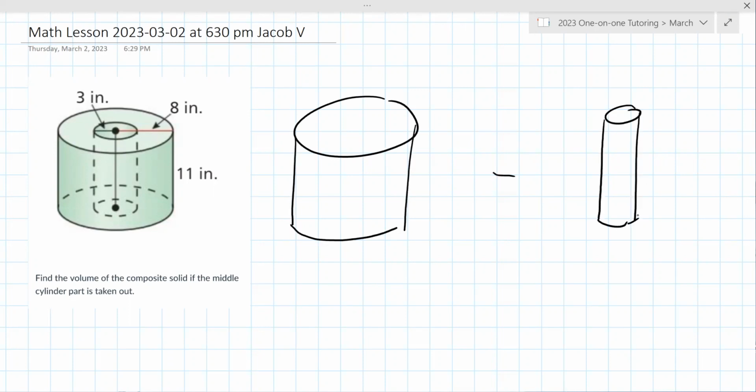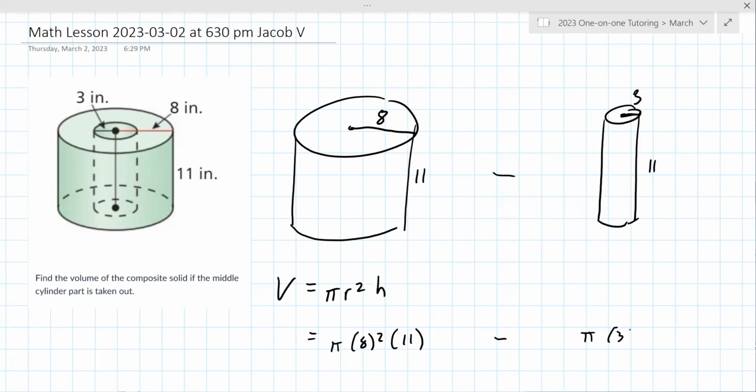Yeah, and a couple things though, I really recommend you draw and label the new ones here. So the radius of the small one is 3. What is the radius of the large one? 8. Yeah. So you've got two cylinders here. You've got to know the formula for volume: pi r squared h for each of them. All that's right. So pi 8 squared times 11 minus pi 3 squared times 11.